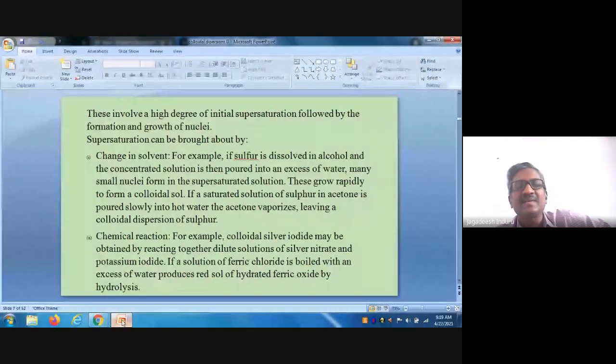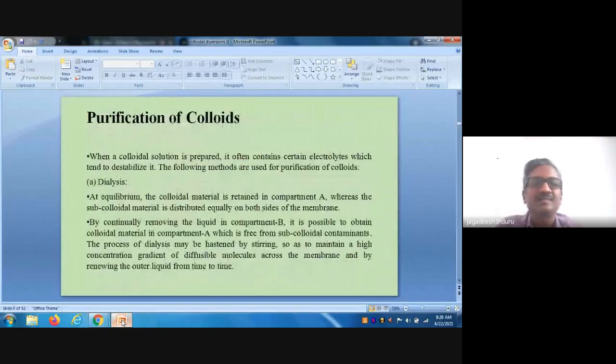Another one is a chemical reaction. In the chemical reaction, both the reagents are soluble. They are present in a solution form. When they are mixed, they react with each other and form a molecule. That molecule is in the range of the colloidal region. That is the reason we use a chemical reaction as a preparation method to prepare a lyophobic colloid.